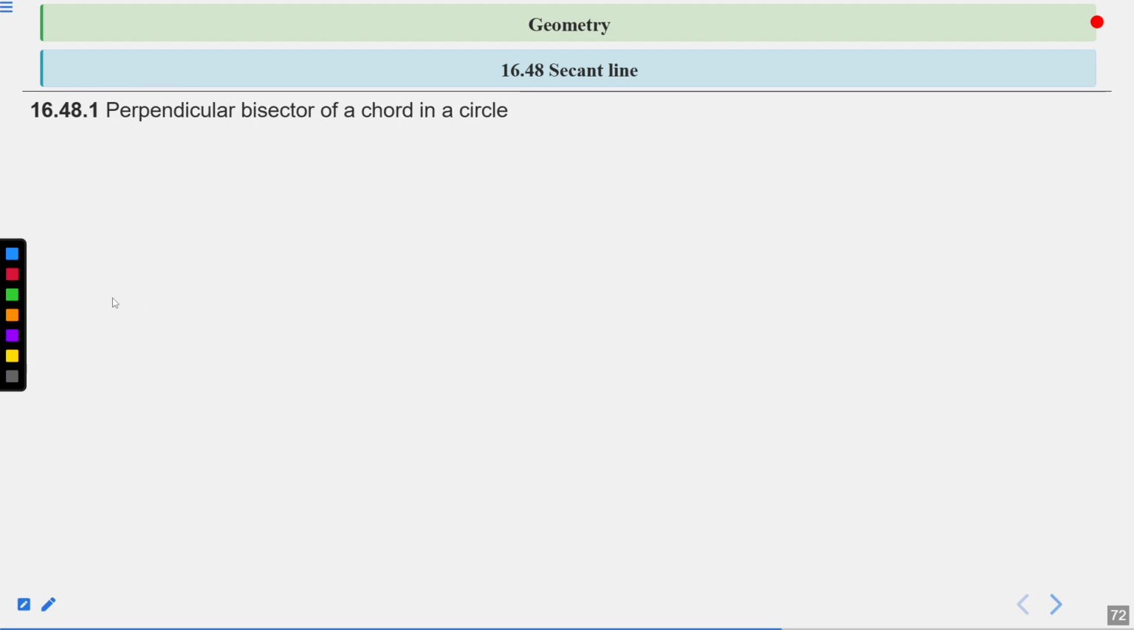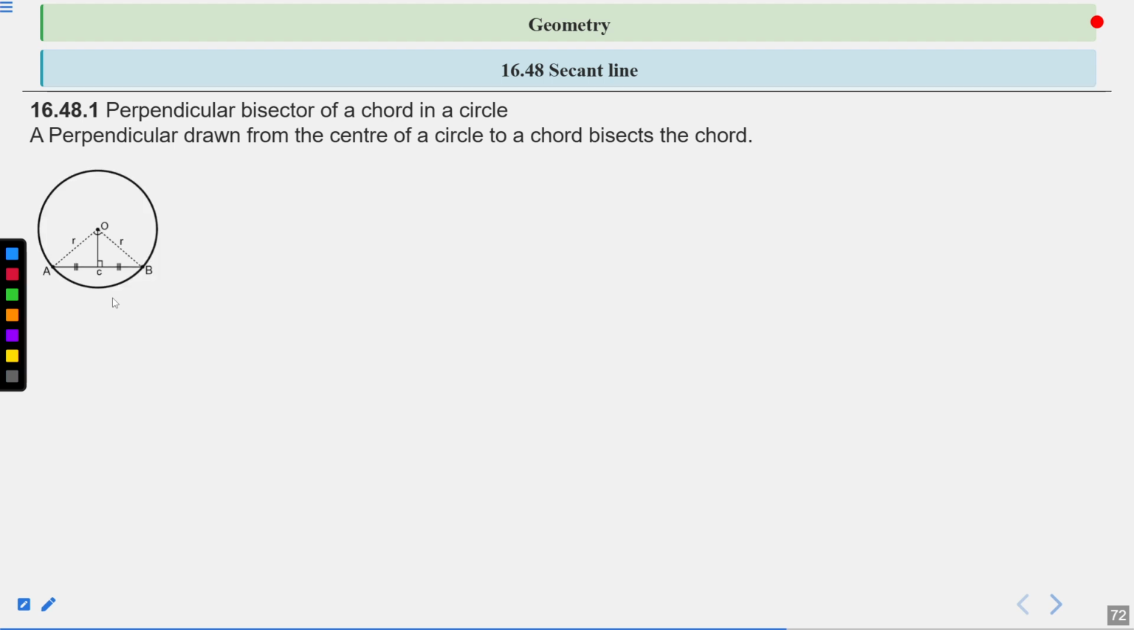Perpendicular bisector of a chord in a circle. A perpendicular drawn from the center of the circle to a chord bisects the chord. So this is the diagram. From the center of the circle, if we draw a perpendicular on the chord AB, it bisects the chord into two parts. So we can say that AC equals BC. OC is perpendicular to AB, so AC equals BC. Or if AC equals BC, then OC is perpendicular to AB.